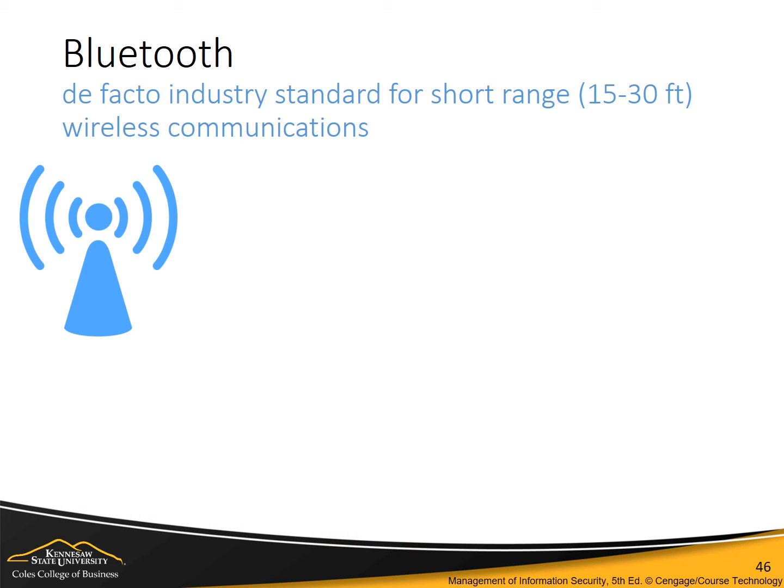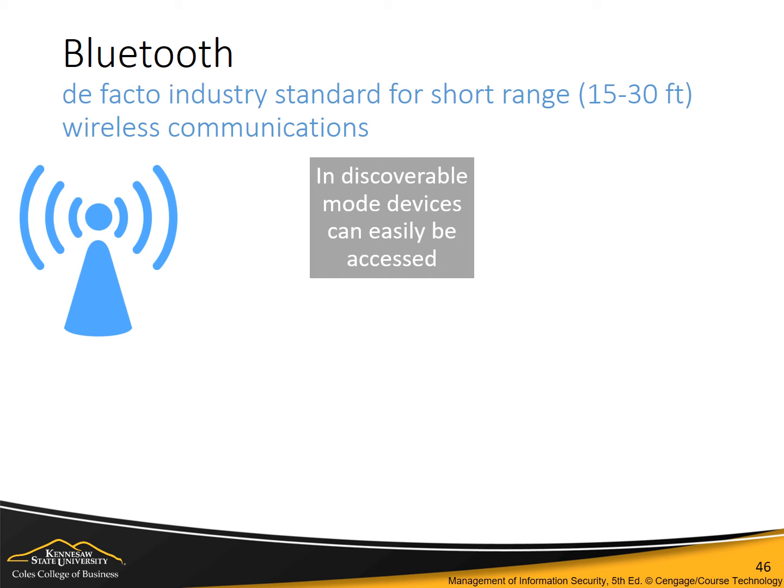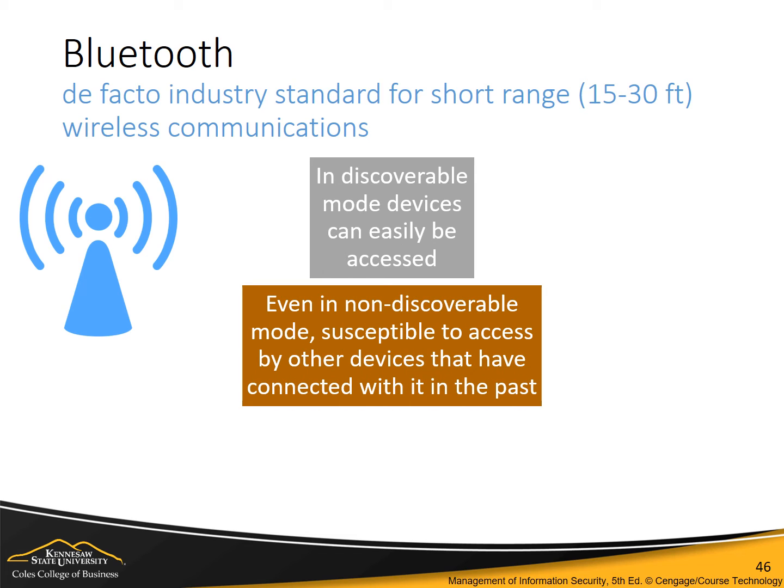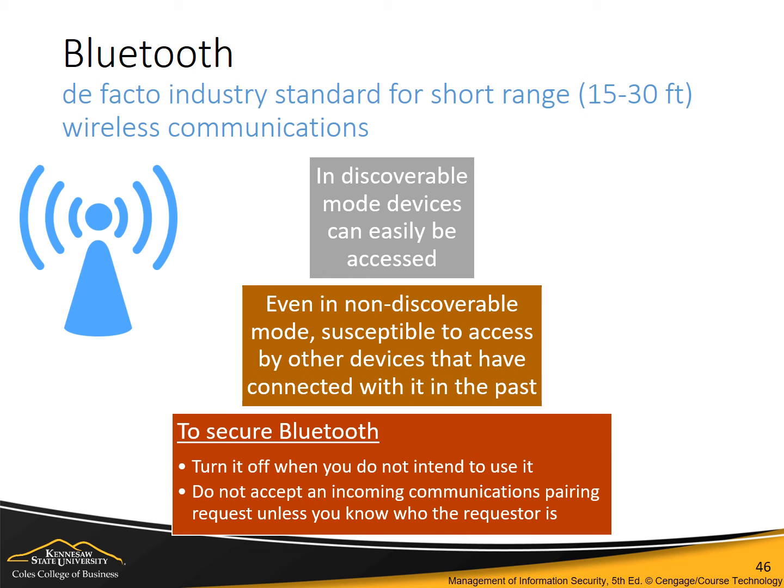Bluetooth is a de facto industry standard for short-range, about 15 to 30 feet, wireless communications between devices. We all have a Bluetooth device, don't we? A Bluetooth headset or a hands-free phone in our car. They're convenient, portable, and inexpensive. In discoverable mode, devices can easily be accessed, and even in non-discoverable mode, the device is susceptible to access by other devices that have connected with it in the past. The only way to secure Bluetooth-enabled devices is to turn off Bluetooth when you do not intend to use it, and do not accept an incoming communications pairing request unless you know who the requester is.